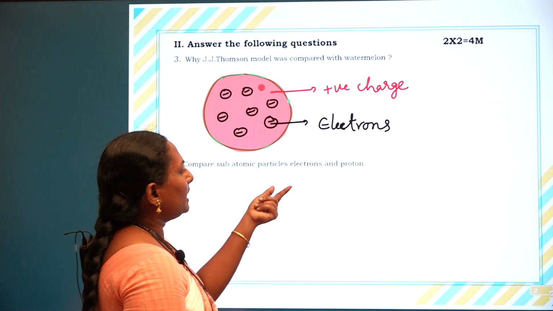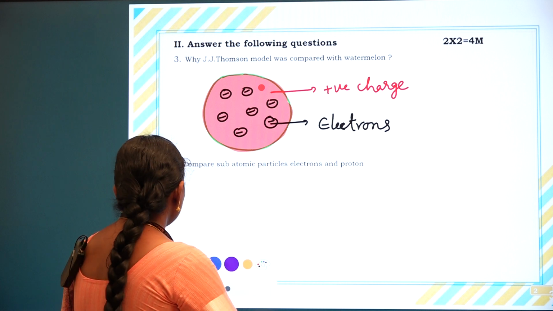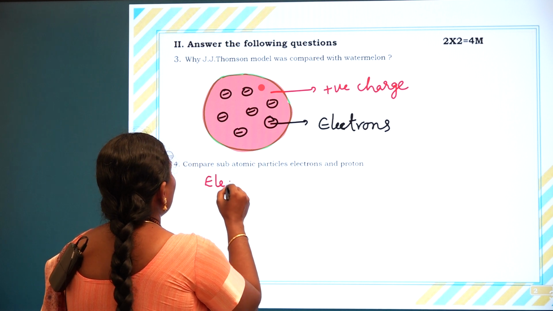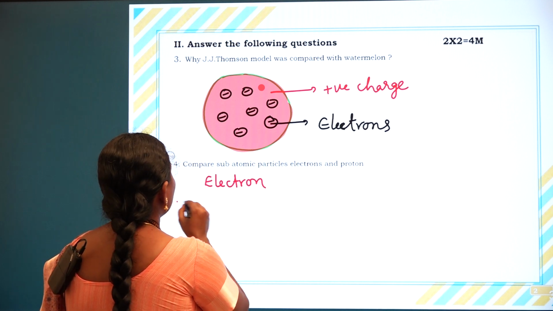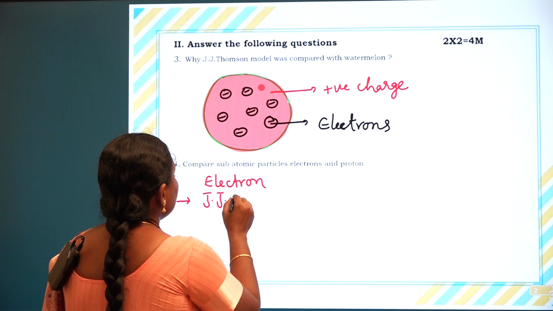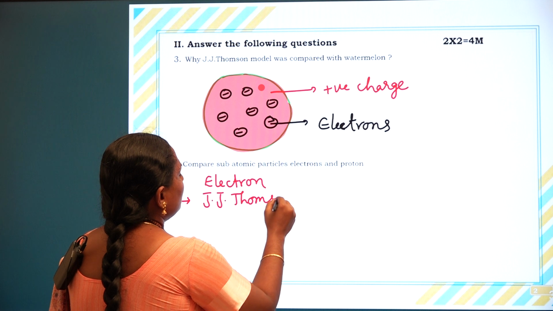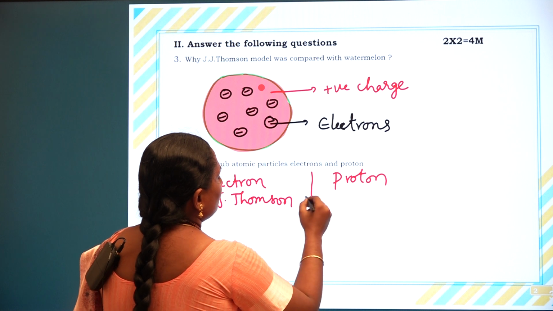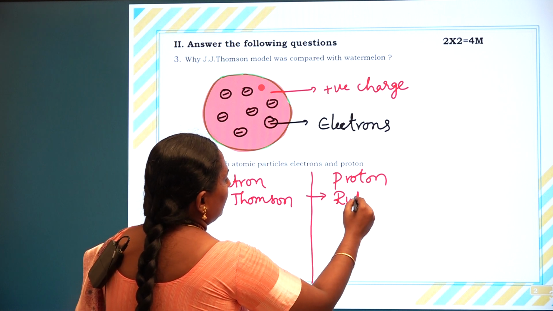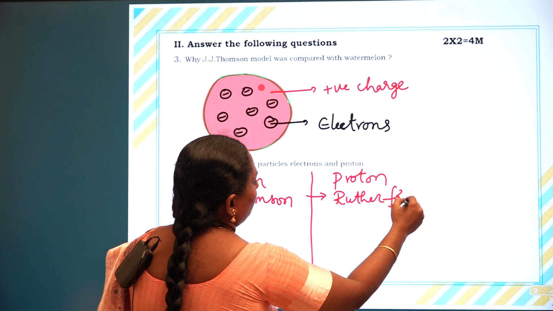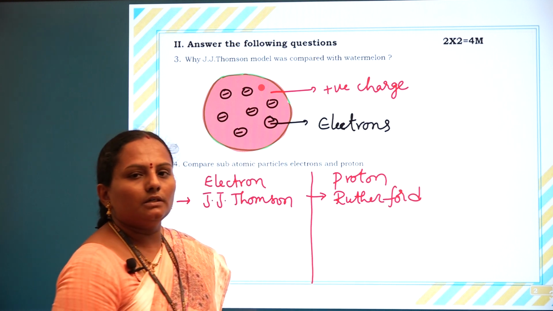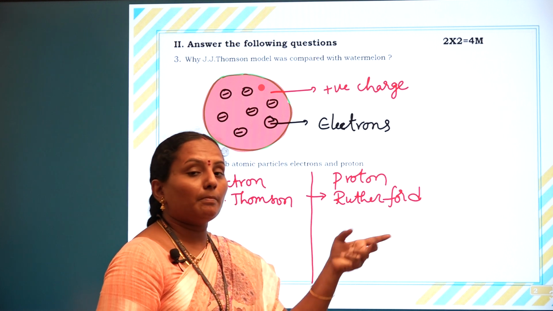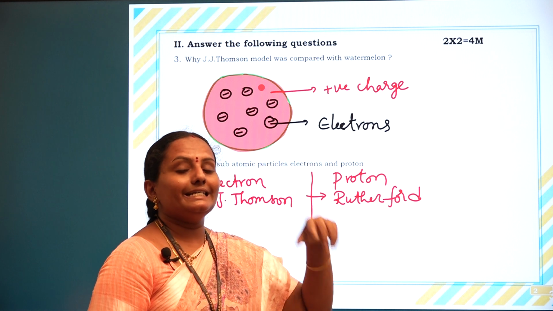Next, compare the subatomic particles electron and proton. Electron was discovered by the scientist J.J. Thomson, whereas proton was discovered by the scientist Rutherford. As a comparison, both were discovered by the discharge tube experiment, which was invented by the scientist William Crookes.